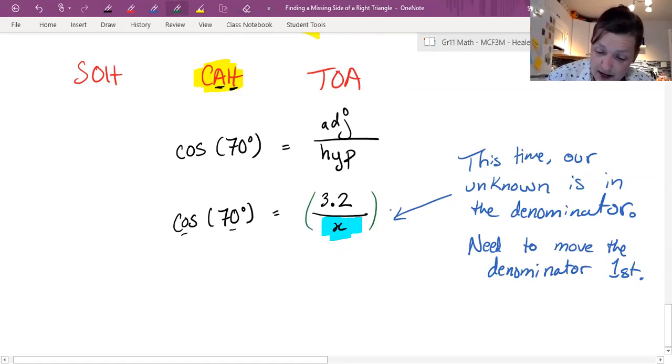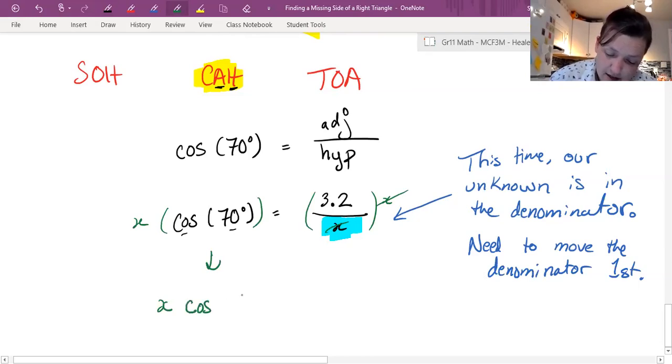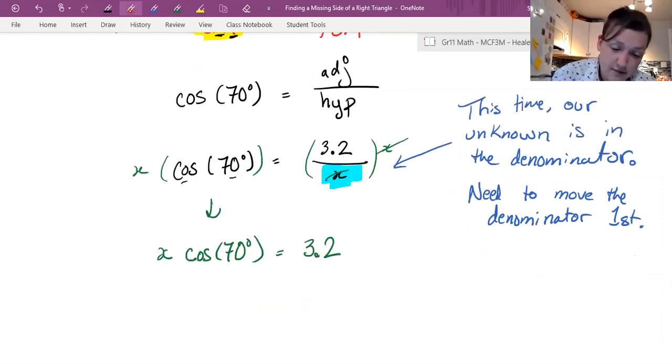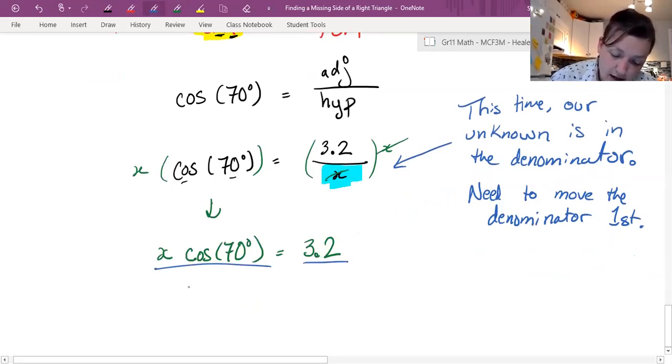So I take this whole side and I multiply it by x. That is 3.2 times x divided by x. These guys cancel out. Then on this side, I'm going to take this whole side and multiply it by x. So now I have x times cosine of 70 degrees equals 3.2. So now I can get x on its own by dividing both sides by cosine of 70 degrees.